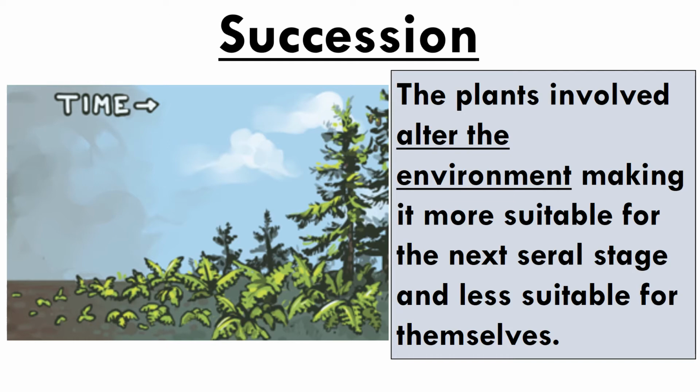And then trees, obviously large living things, they block out the light, which means that they take all the light in for photosynthesis, and those plants that you'd have had earlier on would be completely shaded out. So plants involved alter the environment, making it more suitable for the next stages, less suitable for themselves, so you see a progression in the species present in the area.